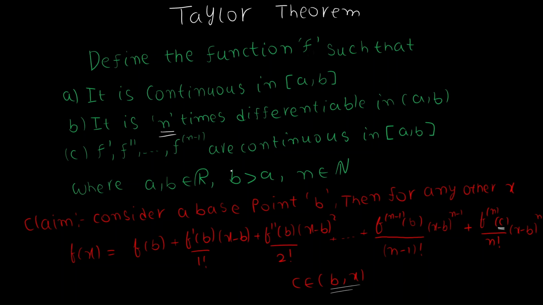Now you may ask, why would someone even dream of a function like f of b plus f dash of b into x minus b by 1 factorial plus so on? I will give you a slight glimpse, but I will not go too deep into it. You can write f of x is equal to f of a plus integral from a to x f dash of t dt. Now what we can do here is repeatedly apply integration by parts to this integral, and we will see that the terms which you saw before will appear.